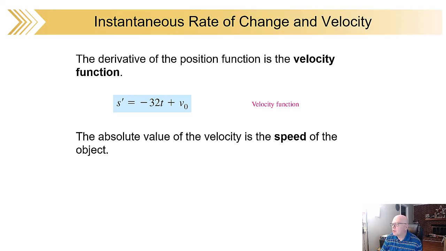Now here's another way of using the word derivative. We start with the position function, that was s, remember? And by taking the derivative, we get the velocity function. And here's the velocity function. Remember, this isn't s, this is s prime, which means ds dt. And that velocity function is negative 32t.